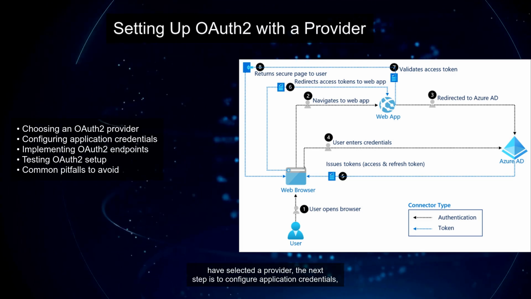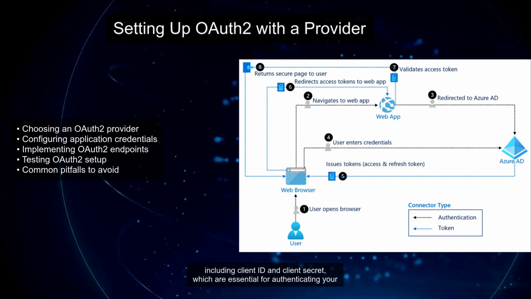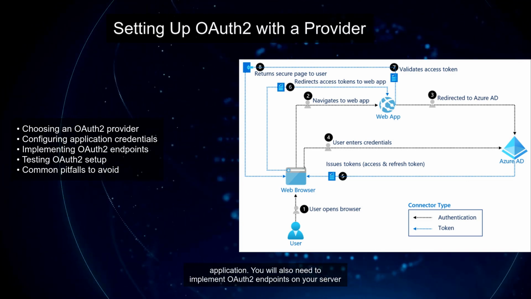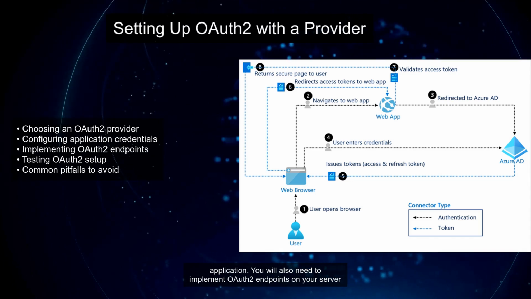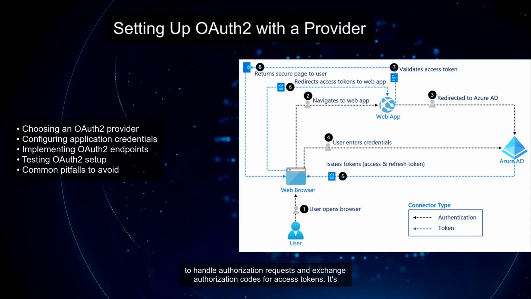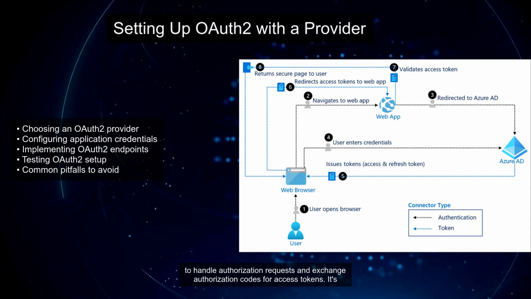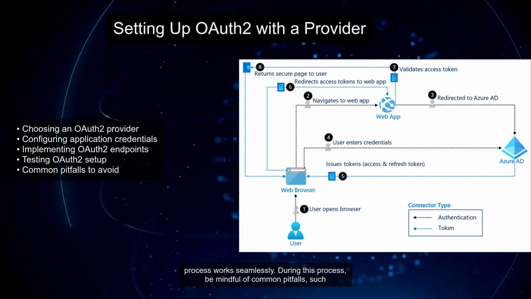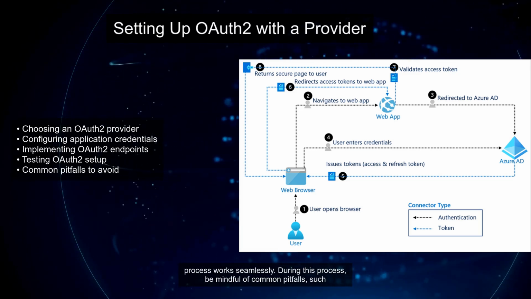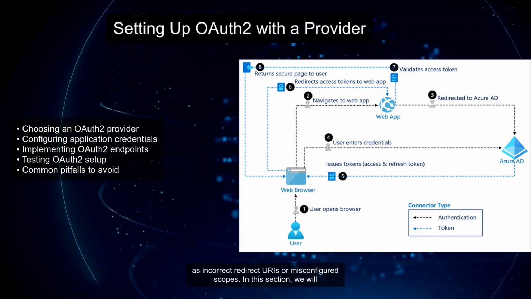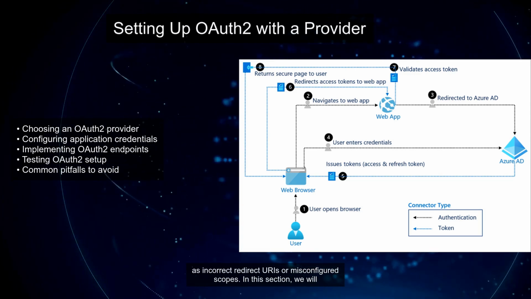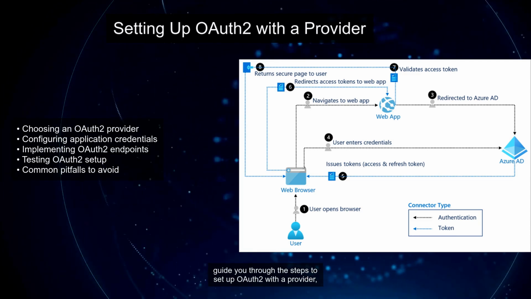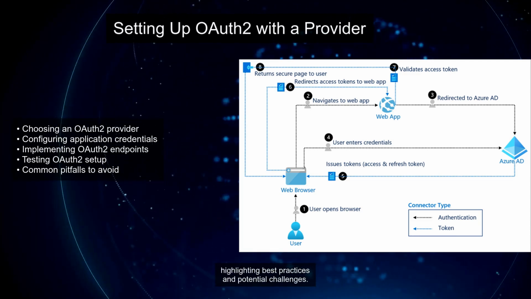Once you have selected a provider, the next step is to configure application credentials, including client ID and client secret, which are essential for authenticating your application. You will also need to implement OAuth2 endpoints on your server to handle authorization requests and exchange authorization codes for access tokens. It's crucial to test the OAuth2 setup thoroughly to ensure that the authorization process works seamlessly. During this process, be mindful of common pitfalls, such as incorrect redirect URIs or misconfigured scopes. In this section, we will guide you through the steps to set up OAuth2 with a provider, highlighting best practices and potential challenges.